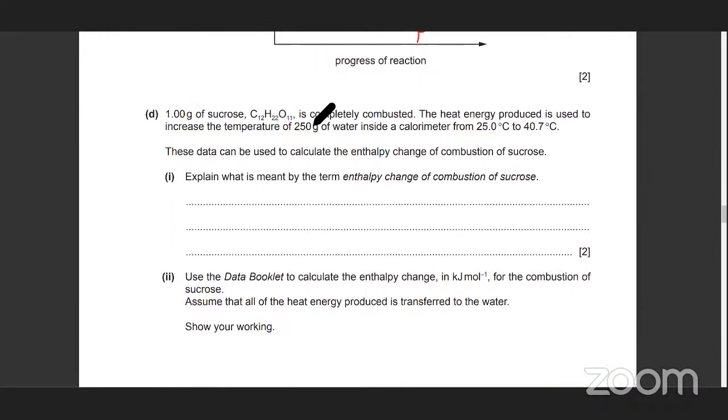Next one is 1 gram of sucrose is completely combusted. The heat energy produced is used to increase the temperature of water inside a calorimeter from 25. So these data can be used to calculate the enthalpy change of combustion of sucrose. Explain what is meant by the term enthalpy change of combustion. So it's the energy released. You can remember it's always exothermic. When how much combustion happens when 1 mole of sucrose combusts in excess oxygen.